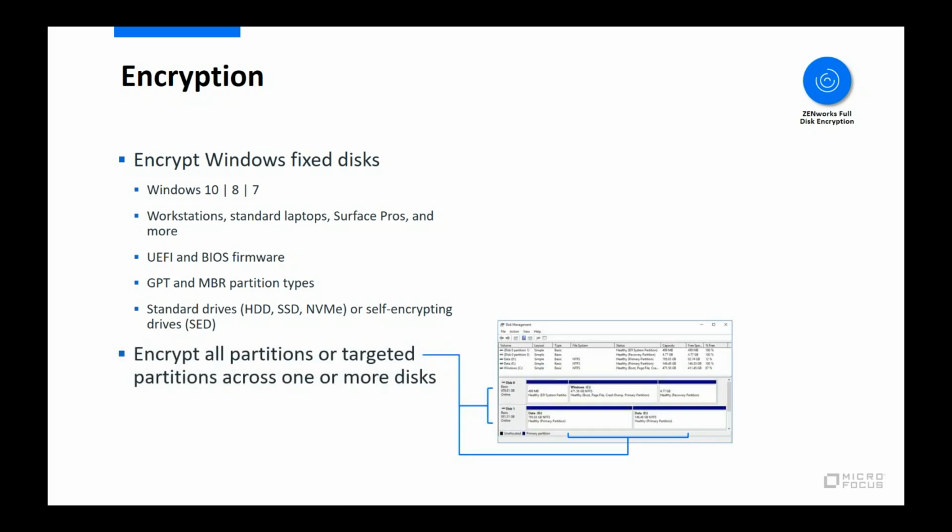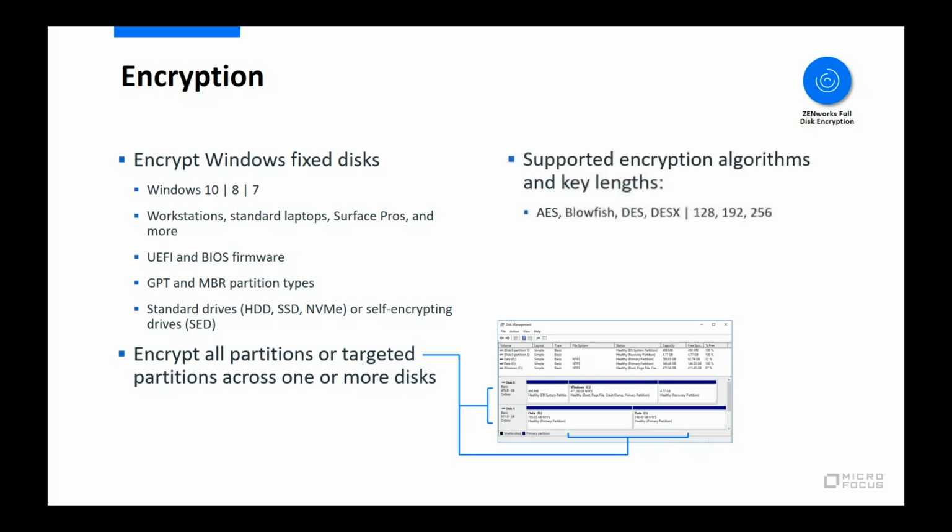ZENworks Full Disk Encryption lets you encrypt all partitions on a fixed disk or identify specific partitions to encrypt. This can be extremely useful if, for example, you've created a data partition on the disk and only want to encrypt that partition. Likewise, you can encrypt partitions across one or more disks. In terms of encryption algorithms, you can choose from the Advanced Encryption Standard, Blowfish, and the Data Encryption Standard, along with its X variant. 128, 192, and 256 key lengths are supported.